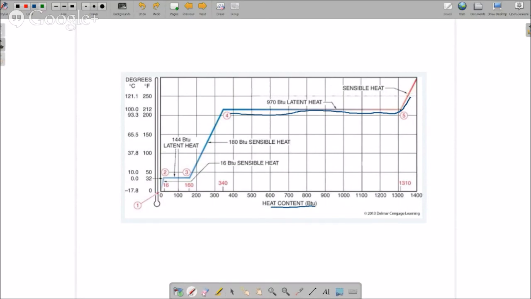And when we do the refrigeration cycle, we're going to look at a little bit of sensible heat on this end of the scale. Then we're going to take a look at all of this latent heat that happens on this scale. And then we're going to take a look at just a little bit of sensible heat on the other end. And that's why it's very important to understand sensible and latent heat and changing of state.